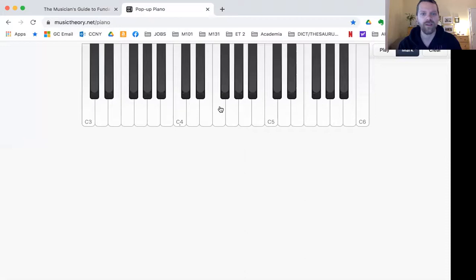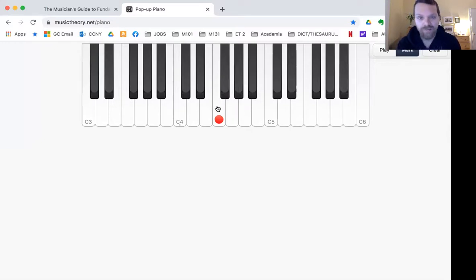Let's go back to F where we started. Remember, for half step, we did a half step above F was this F sharp or G flat, whatever you want to call it. Half step below was this E. So let's do a whole step above F. Well, if a whole step is two half steps, let's go one half step, two half steps. What's this note? G, right? So a whole step above F is a G.